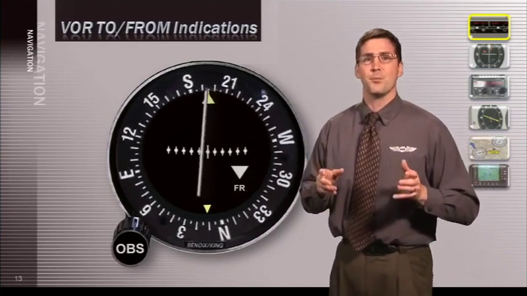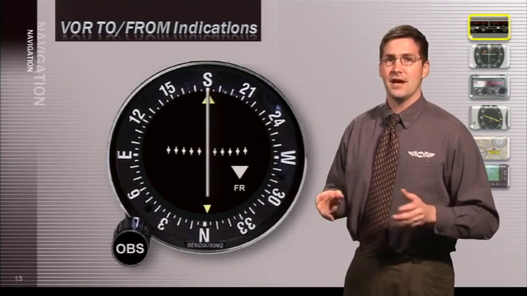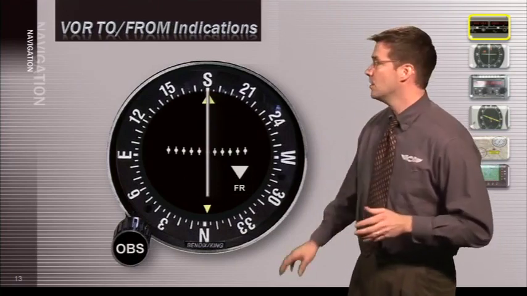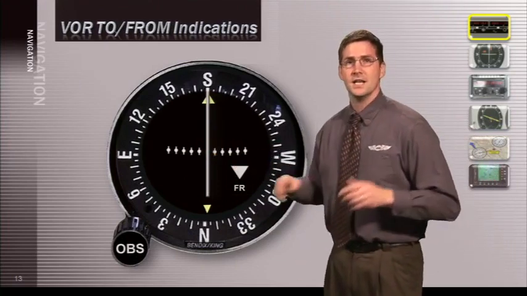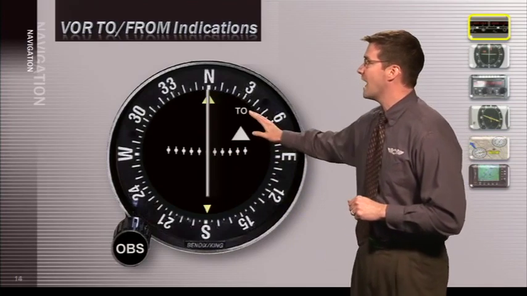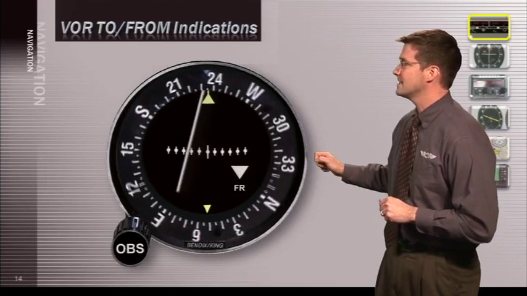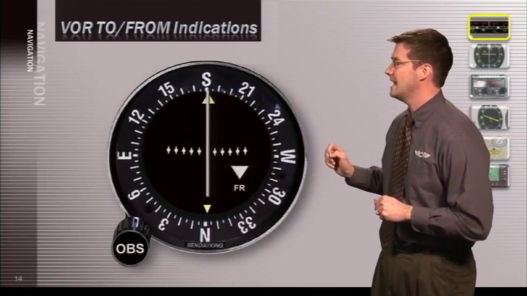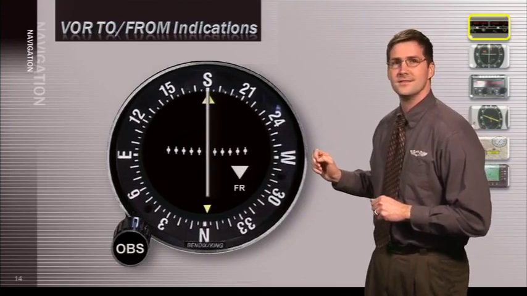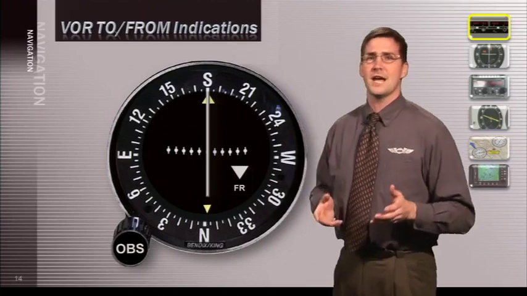You'll also see a brief red nav flag, and finally you'll see a solid from indication with the needle again centered. Let's watch that one more time and watch for the red nav flag as the OBS is swung from 360 degrees to 180 degrees south. Now, these concepts will become clearer as we continue in this lesson.